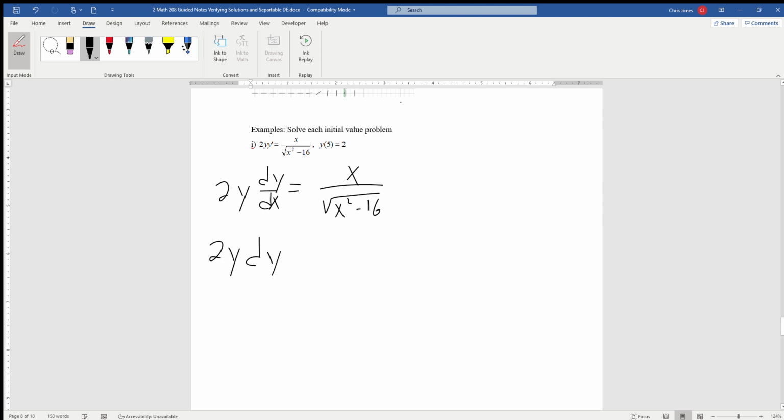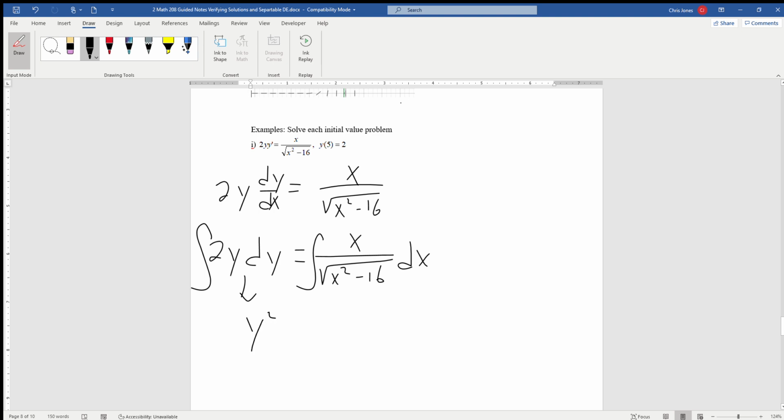2y dy is going to be equal to x over root x squared minus 16 dx. And now we're set to integrate. So when we integrate both sides, this side's really easy. That just becomes y squared. So we would get 2y squared over 2, so that's y squared.